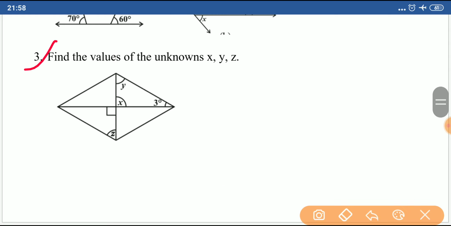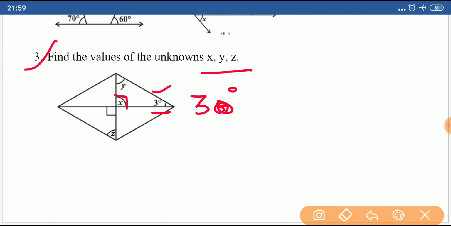Now for question number 3, find the values of the unknown x, y, z. So this is your 3. This is your 30 degree. It is not 3 degree, it is 30 degree. Okay. So now you can see in this triangle, this angle is 30 degree, and if this is your 90, so you can say your x is also 90 degree. It is clear? Okay. You can say vertically opposite angles, or you can say if it is 90 degrees, so this is also making 90 degree.